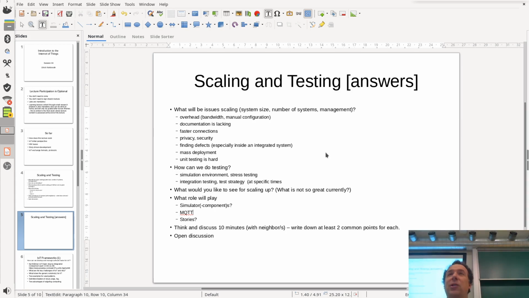So what role do simulators play? You could have all the components run by simulators and just test one component against the whole system of simulators. Or if you have only simulators, then you can do unit testing. So the simulators we are just building play a huge role in testing.